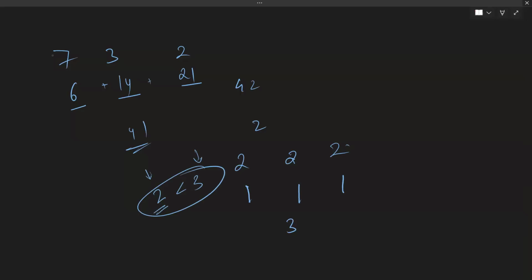Now let's try, how will you make this better? Now you might say I'll invest 2 here. So this is a losing state.